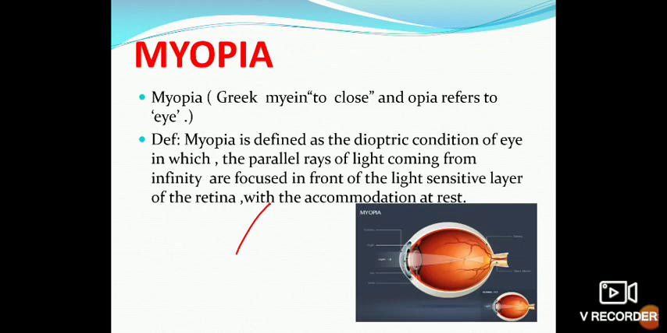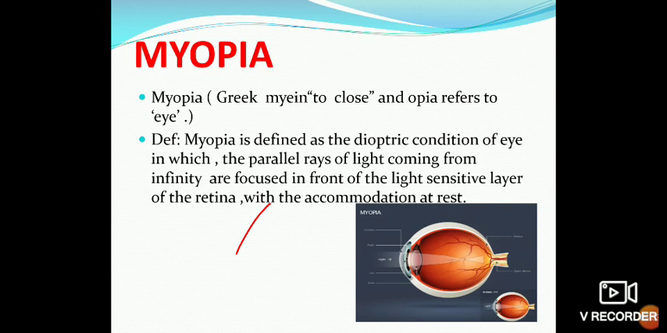So we will see the first refractive error today, that is myopia. What do you mean by myopia? In Greek, myein means to close and ops means eye. So these people usually prefer to see closer objects.